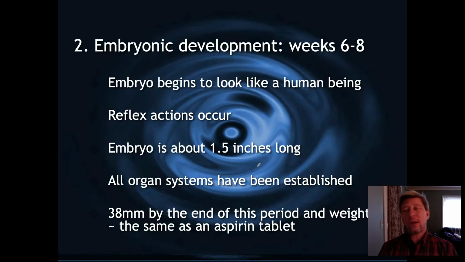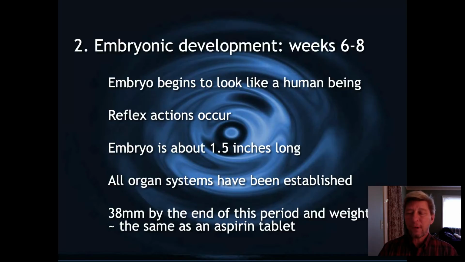Okay. So between a month and a half and 2 months of age, the embryo begins to look like a human being. Reflex actions begin to occur, so the embryo is moving. It's only about an inch and a half long, so maybe that big. And all of the major organ systems have been established. So you've got digestive system, cardiovascular, nervous, excretory, and so on.